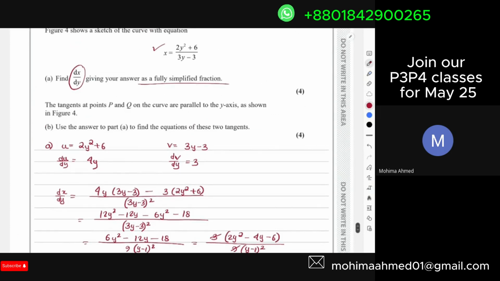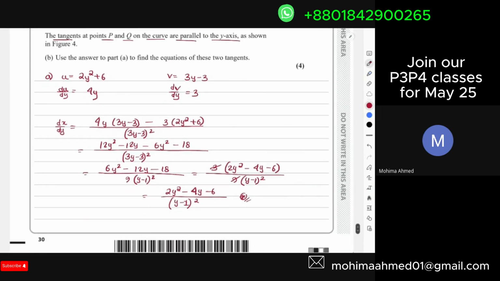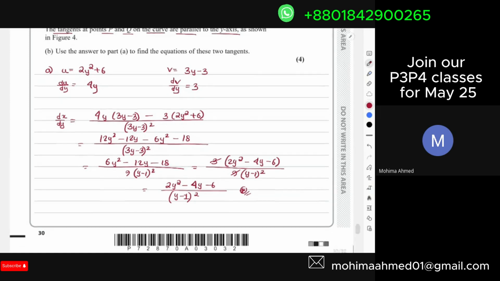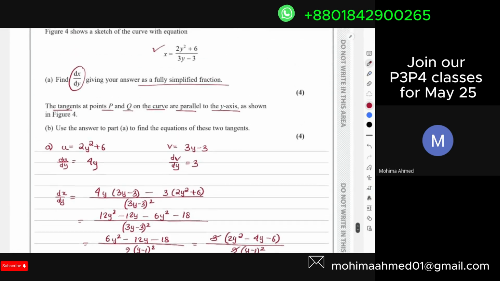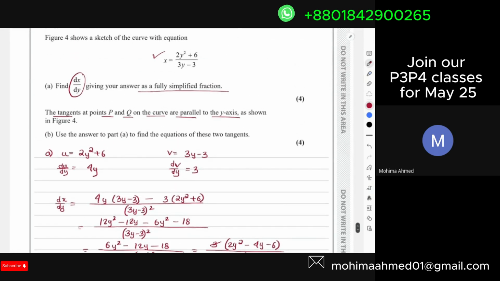After this, they're saying that the tangents at P and Q on the curve are parallel to the y-axis. So use your answer to part A to find the equations of the tangents. For the equations of a tangent, I always have to work with dy by dx, not dx by dy. But the tangents at points P and Q on the curve are parallel to the y-axis as shown, so use your answer to part A to find an equation of these two tangents.